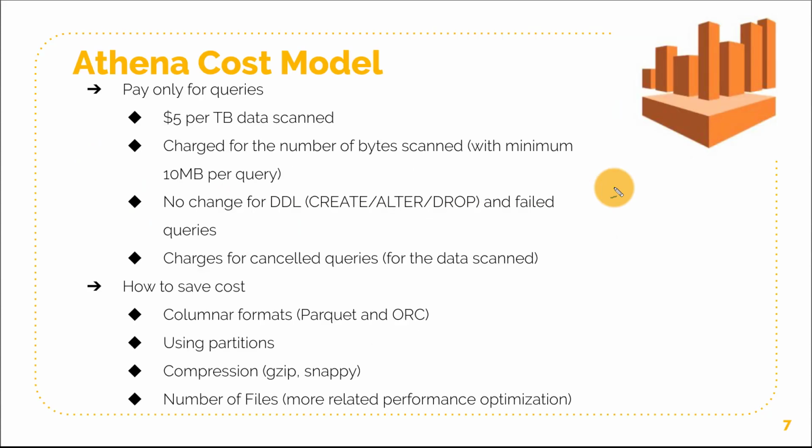We'll move on to the Athena cost model. It is very important, when we are dealing with AWS, that we know how much AWS would be costing us. For Athena, we'll be only paying for the queries and the data scanned by the query. It is $5 per TB of data scanned, and you are charged for the number of bytes scanned, with a minimum of 10 MB per query.